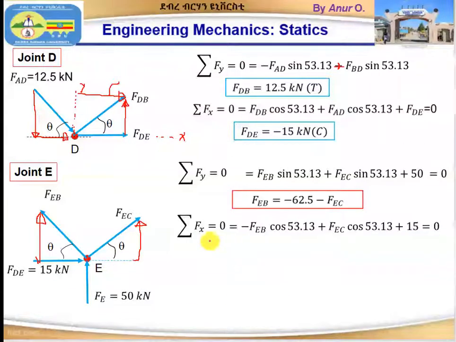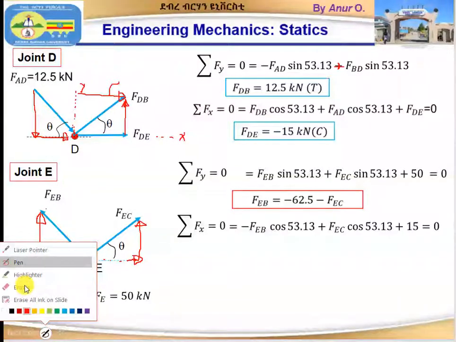Now I apply the equilibrium equation. Summation of force in the x direction is equal to 0. Minus FEB cos 53.13, because FEB is a tension force and its x component is in the negative x direction, being the horizontal component of the inclined force. Plus FEC cos 53.13, since its component acts in the positive x direction.